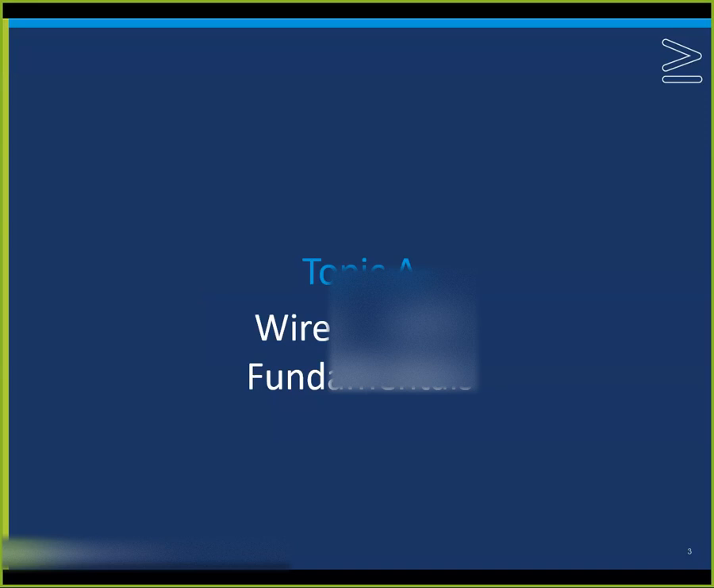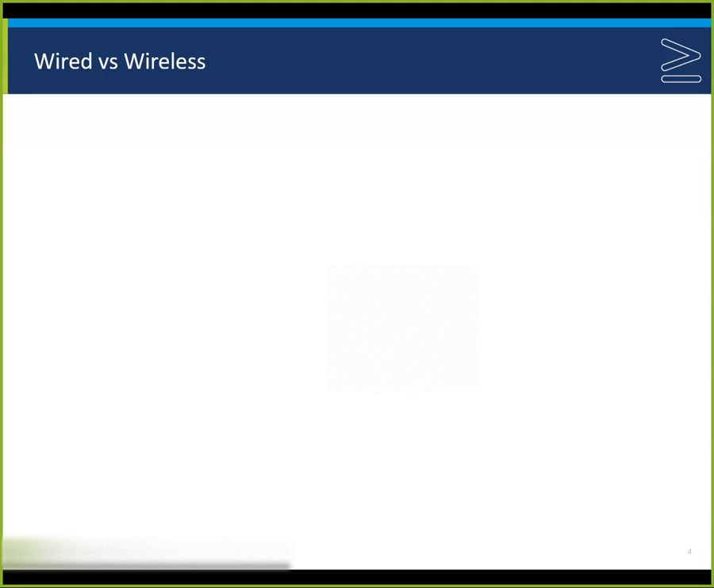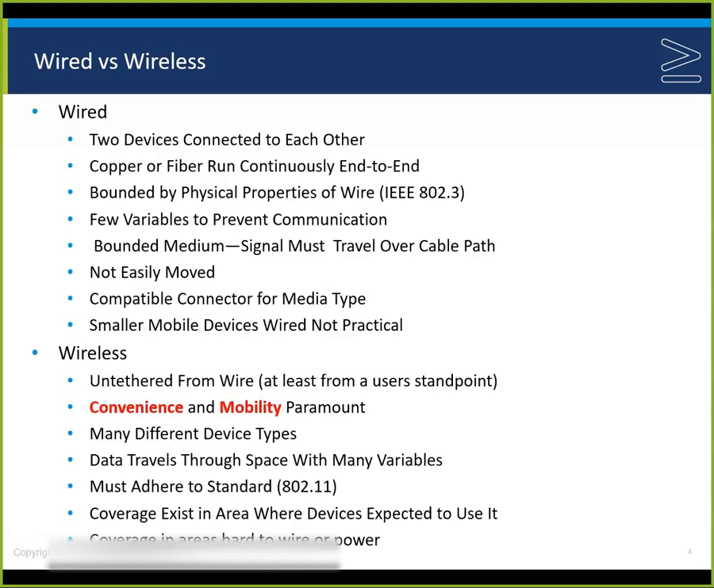But the first topic is the wireless LAN fundamentals. And when we talk about wired versus wireless, with the wired, we have two devices connected to each other. We can see that copper or fiber continuously end to end. It's called a bounded media. The physical properties of the wire, the 802.3 Ethernet standard that we can use for these things. We don't have a whole lot of variables. We have copper or we have fiber.